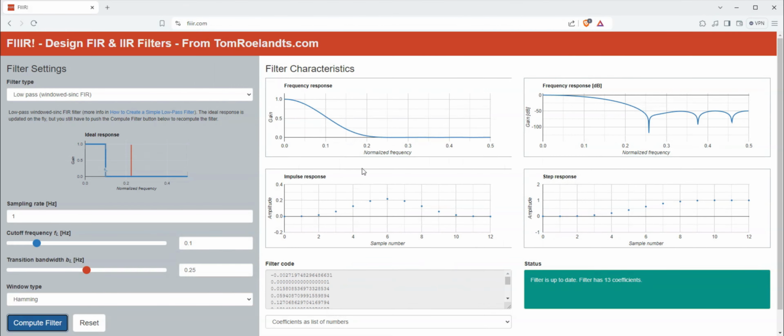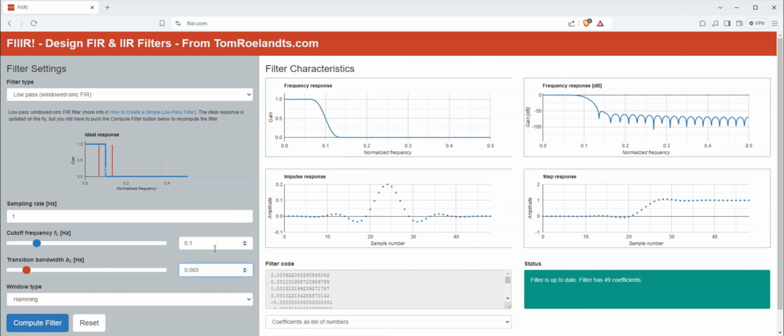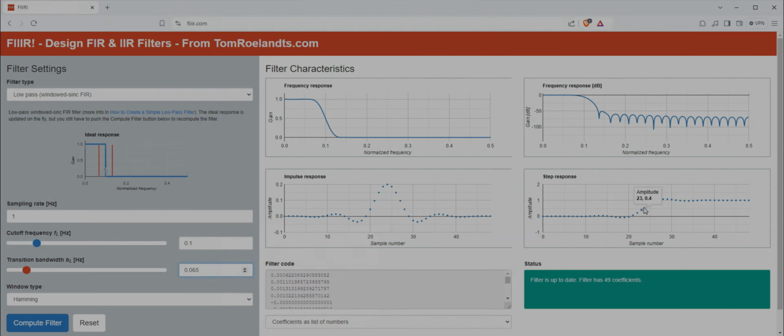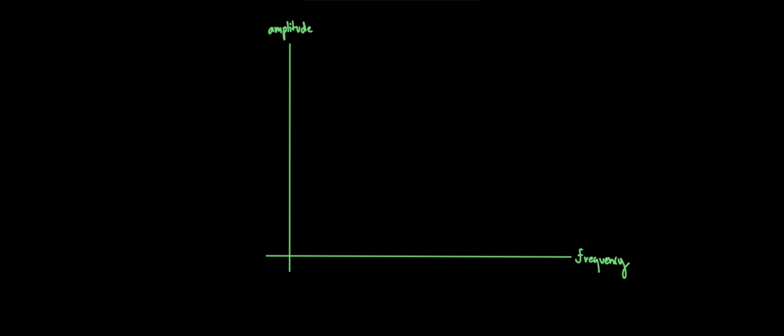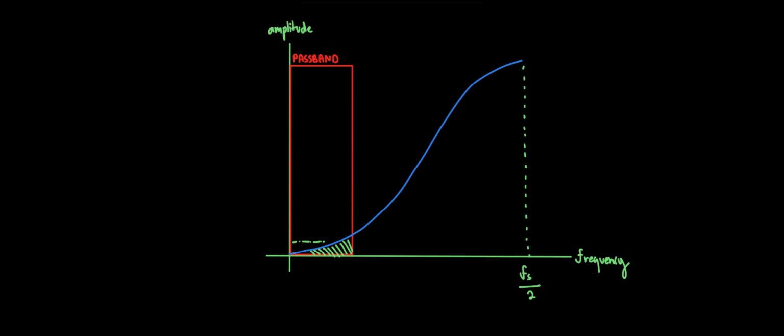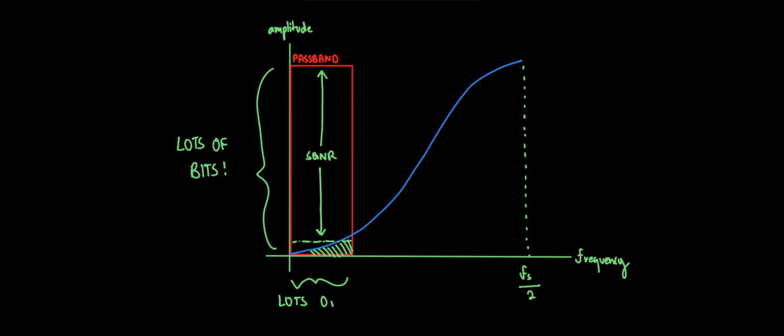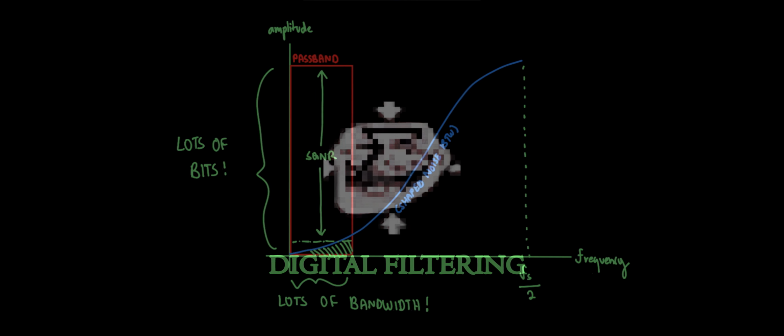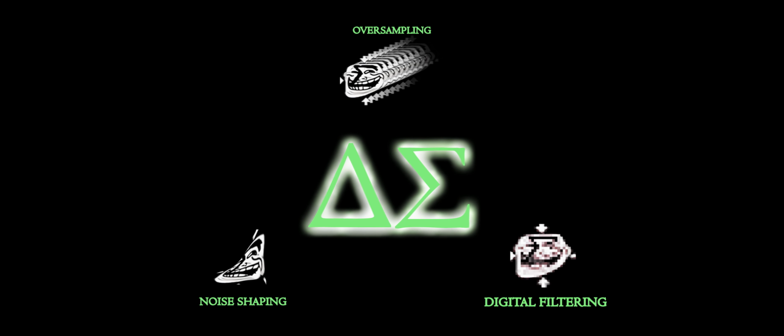Going back to the website, we observe that the step response of a windowed sinc low-pass filter is much faster than that of a moving average filter for the same number of samples. The nearly ideal brick wall response of a digital filter takes perfect advantage of the noise-shaped oversampled output of the modulator and leaves behind very little quantization noise. It is this combination of oversampling, noise shaping and digital filtering, all taking advantage of each other's properties, that makes delta sigma achieve high resolution at impressive sample rates.